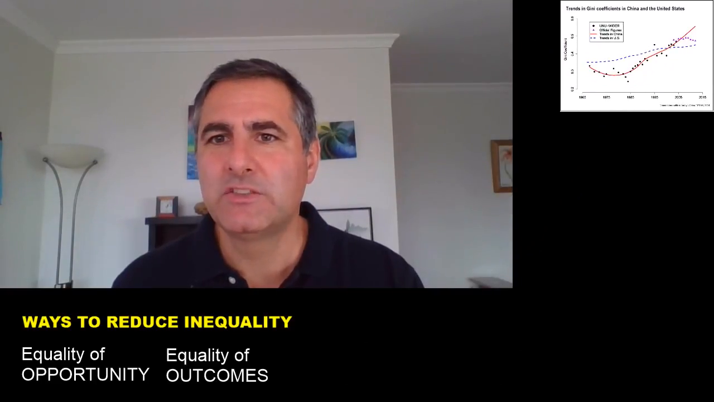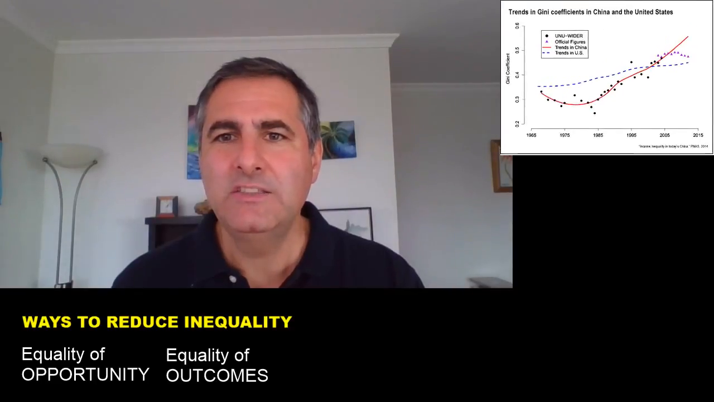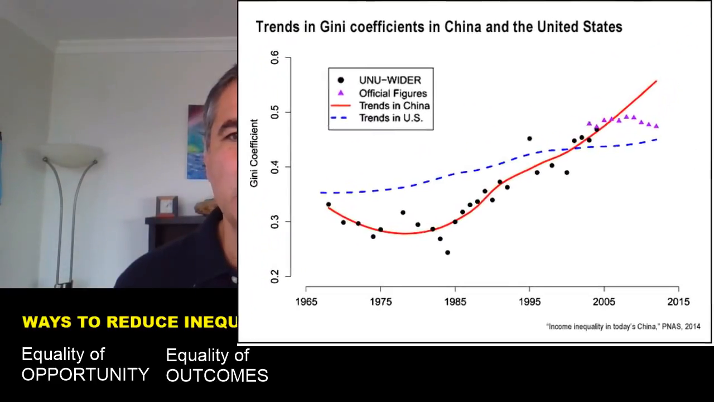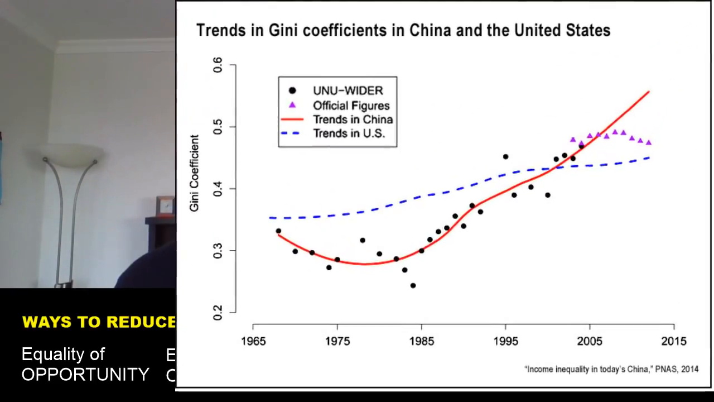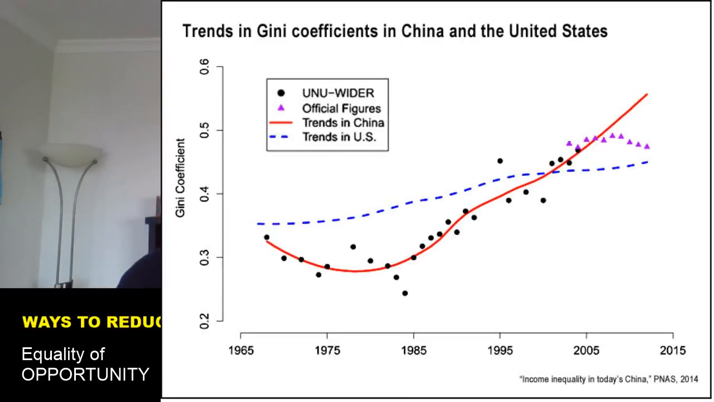And this graph pits China against the United States. This is a Creative Commons license graph from an article published in the Proceedings of the National Academy of Sciences of the United States in 2014. You can see the citation down there. The trend of inequality in China was flat or downward in the 1970s.